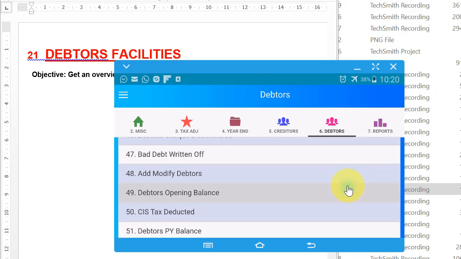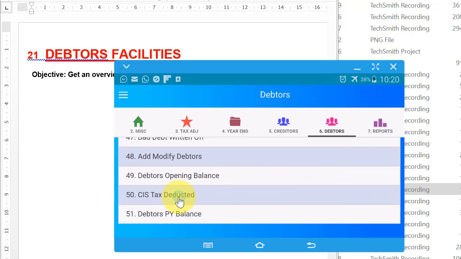Let's scroll down. Now, CIS tax deducted. Now, this in the UK is what we call the Construction Industry Scheme, whereby small businesses are contracted to do some work on behalf of big businesses. Now, those small businesses do invoice the big businesses, and by law, the big business, which is the contractor, is supposed to pay tax on whatever is paid to the small business. So if the invoice was maybe £50, 20% of that should be £10.